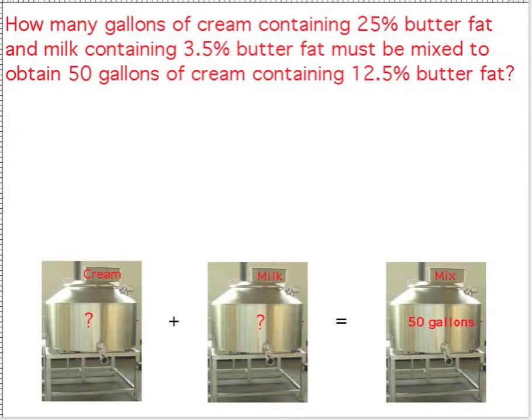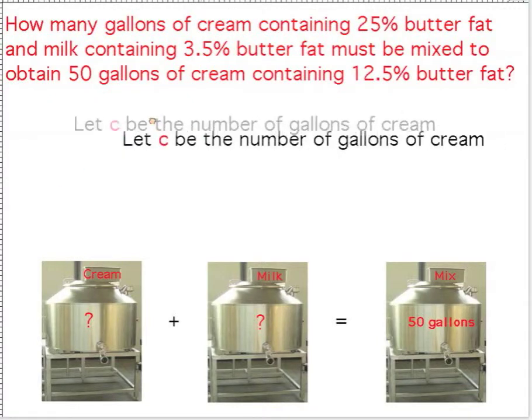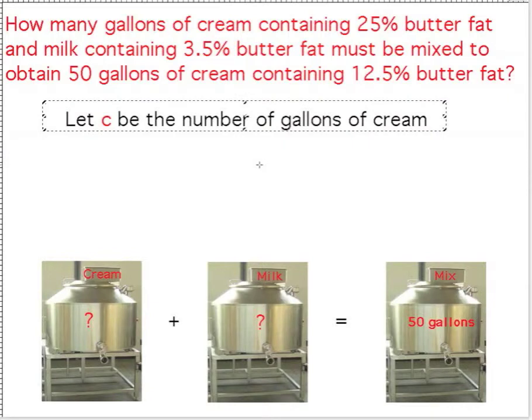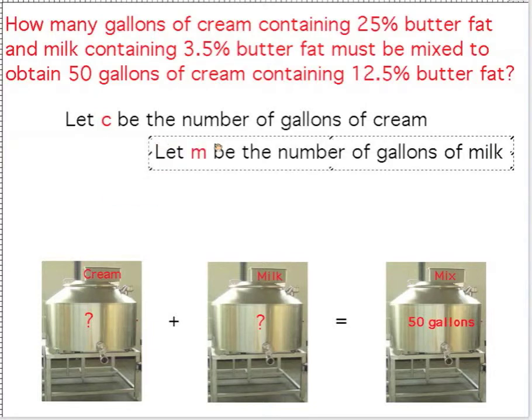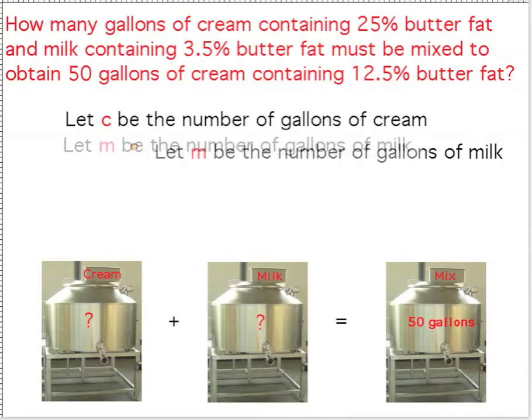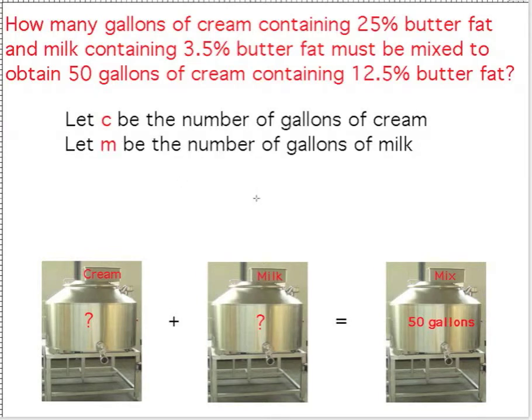Let's let C be the number of gallons of cream. It makes more sense to me. And it simplifies the problem if your variables match up with what they're describing. And so I'm not going to use X or Y or Z. I'll let C be the gallons of cream. And how about I let M be the gallons of milk? That makes good sense. It's adding one less piece of complexity to keep your descriptors descriptive.